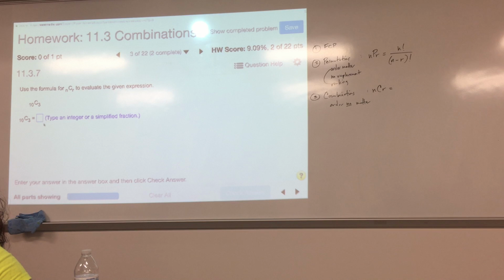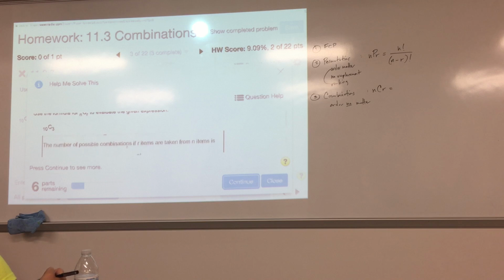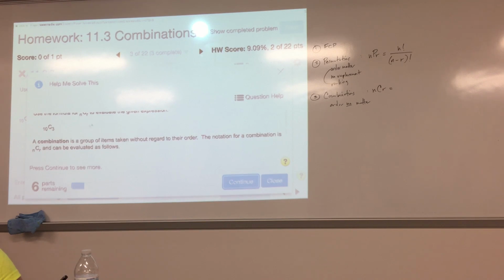Now, let's take a look at this one. What is the formula? Well, what I want to do is show you this. You're going to get this formula on your test, by the way. So I want to show you here that 10C3, and they say a combination is a group of items taken without regard to their order. The notation for a combination is nCr and can be evaluated as follows. And that's the nCr formula.